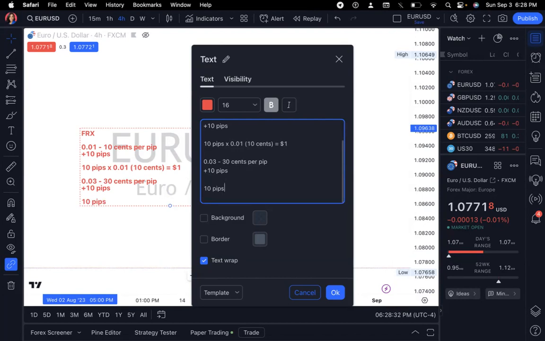We would do 10 pips times 0.03, is $3, right? 30 cents per pip times 10 pips, that's $3. So let's just say person A took the trade for 10 cents because they only had maybe $8 in their account. Because I've actually started and grown Forex accounts from $8.